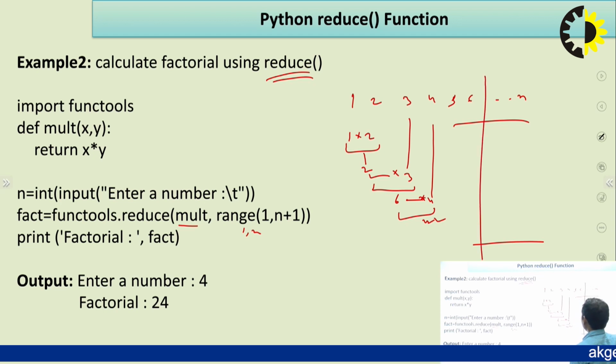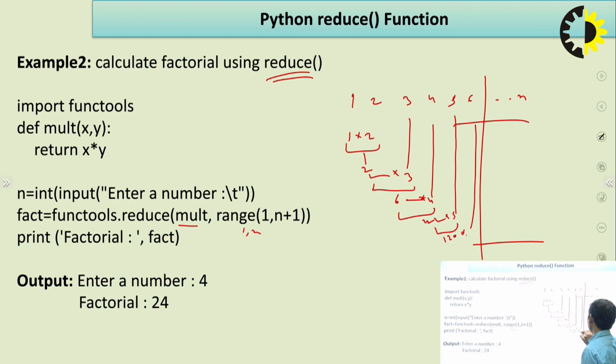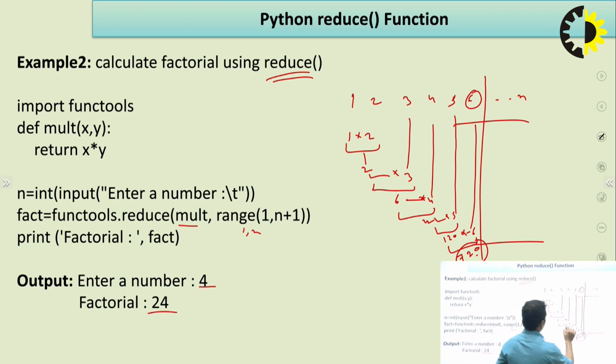See, suppose n equals 6. 1 into 2 we will get 2, 2 into 3 we will get 6, 6 into 4 we will get 24, then 24 into 5 we will get 120, 120 into 6 we will get 720. So the final answer is 720 if n is 6. Now in this case n is 4, so we will get 24. We get a single value result here, that is the factorial of 4.